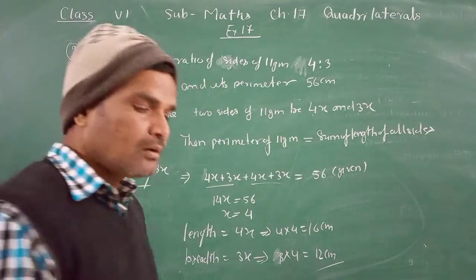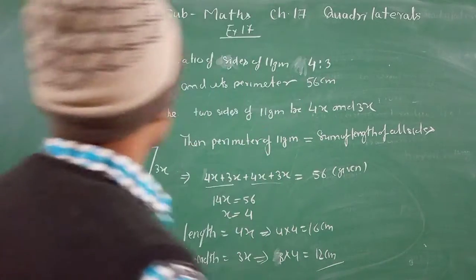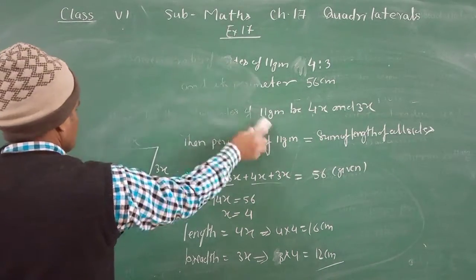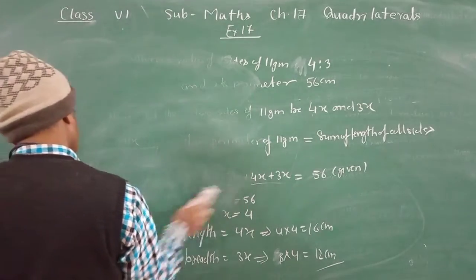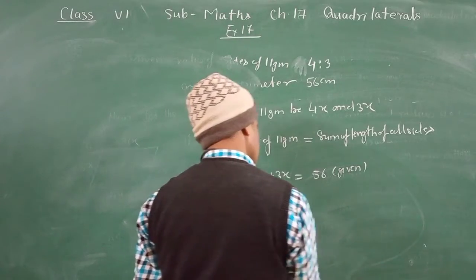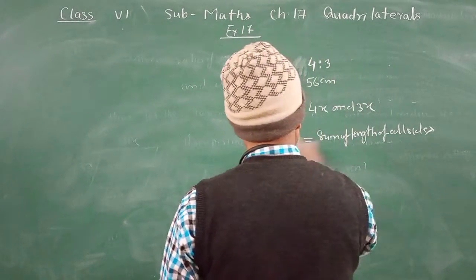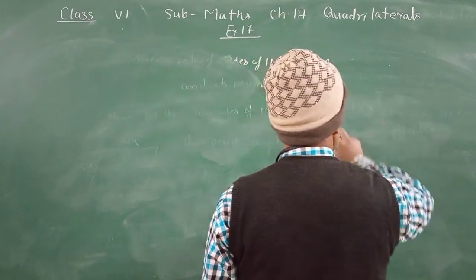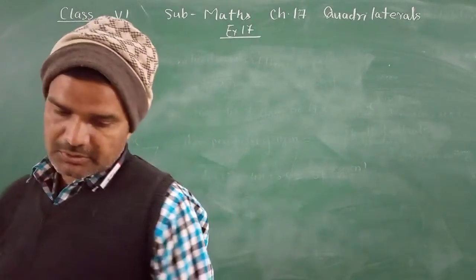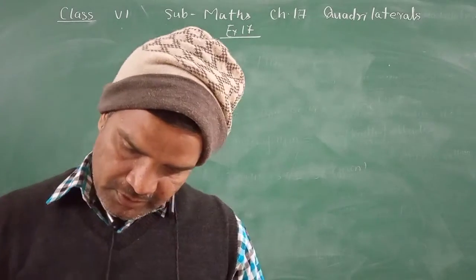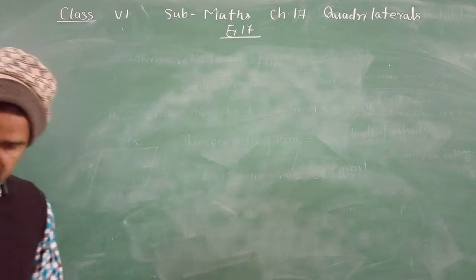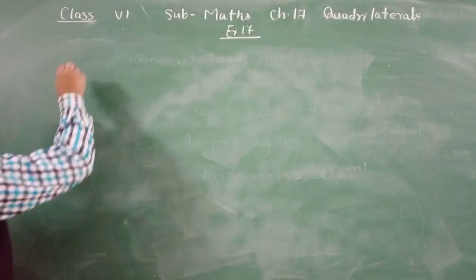Okay, now we come to the next question, that is question number 4. In question number 4, name each of the following parallelograms. First, the diagonals are equal and adjacent sides are unequal.